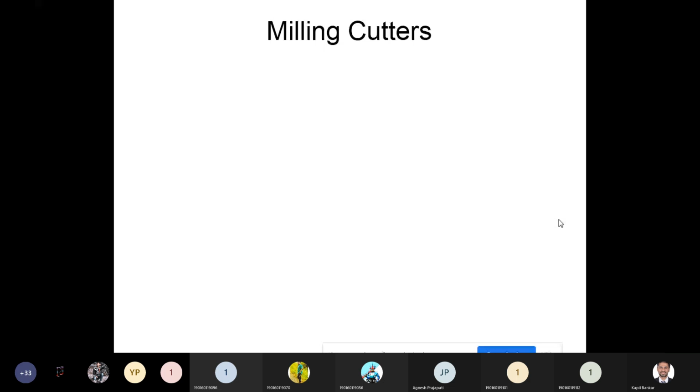So here, in context to lathe machines, there is always a single point cutting tool used, while in milling machines, always multi-point cutters are used. It is called a multi-point cutter in milling machine because the cutter has multiple teeth. That's why it is known as multi-point cutter.